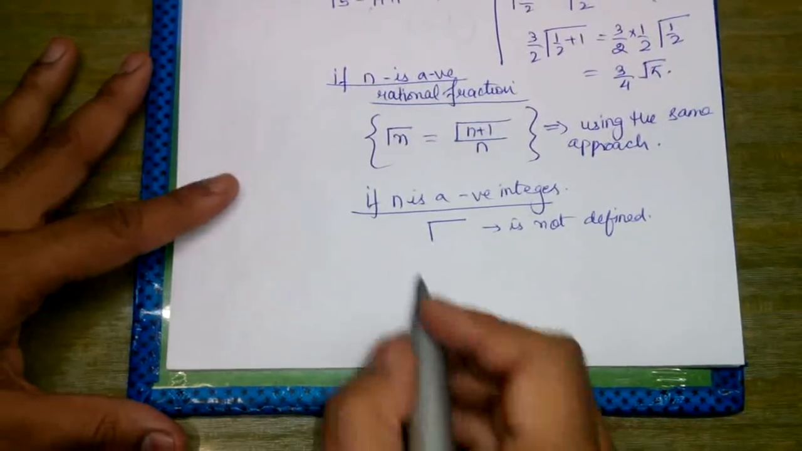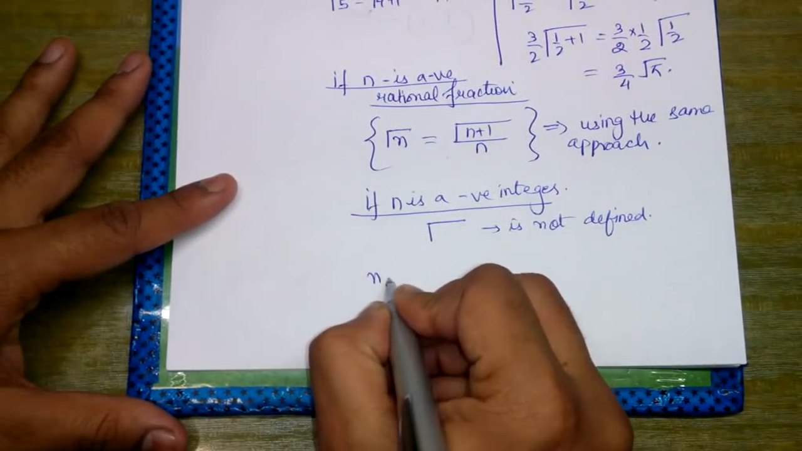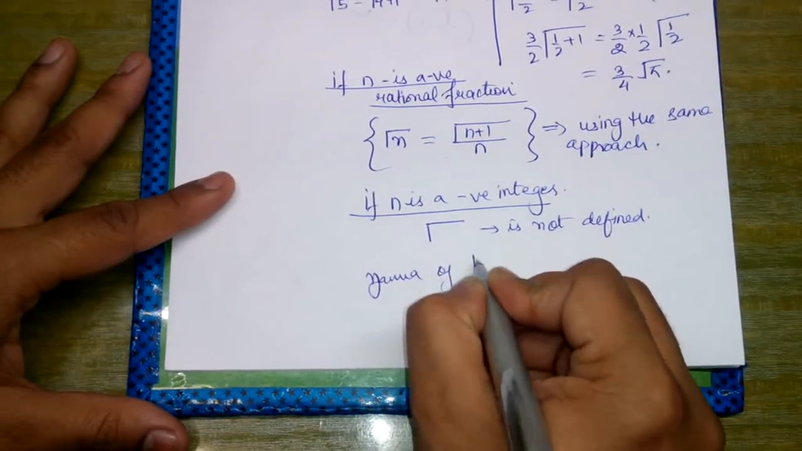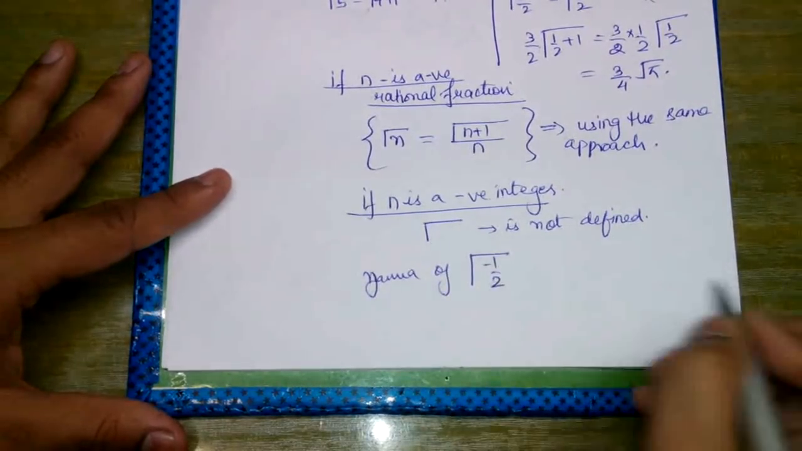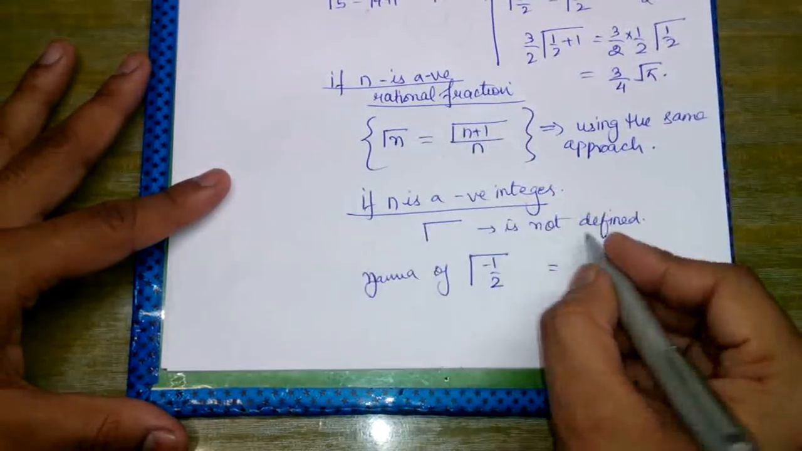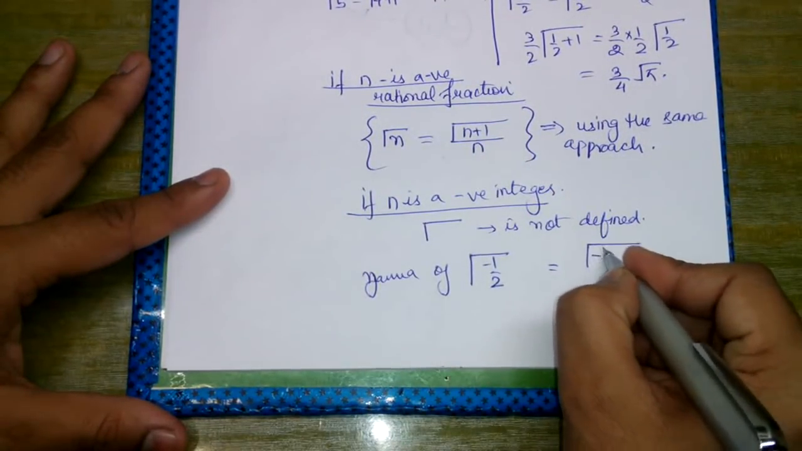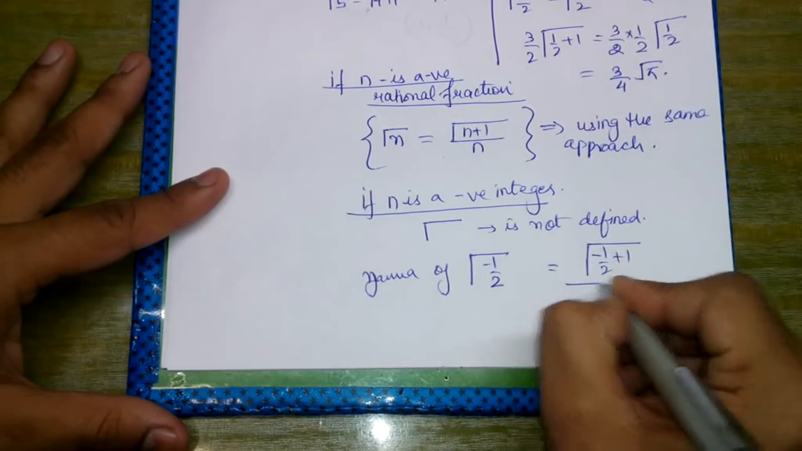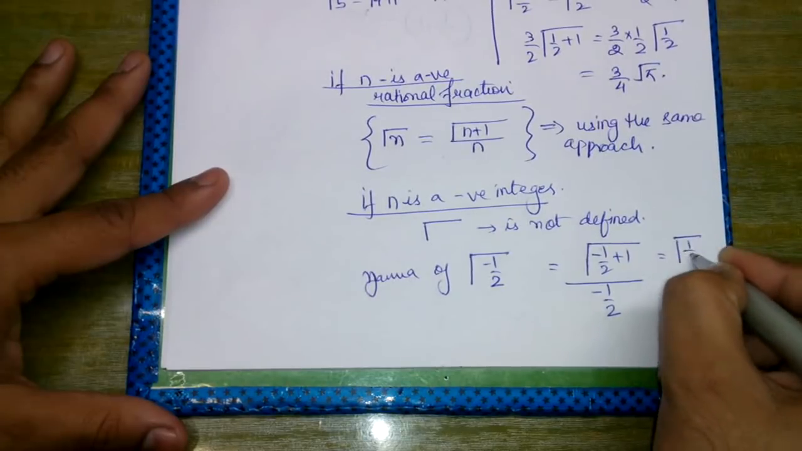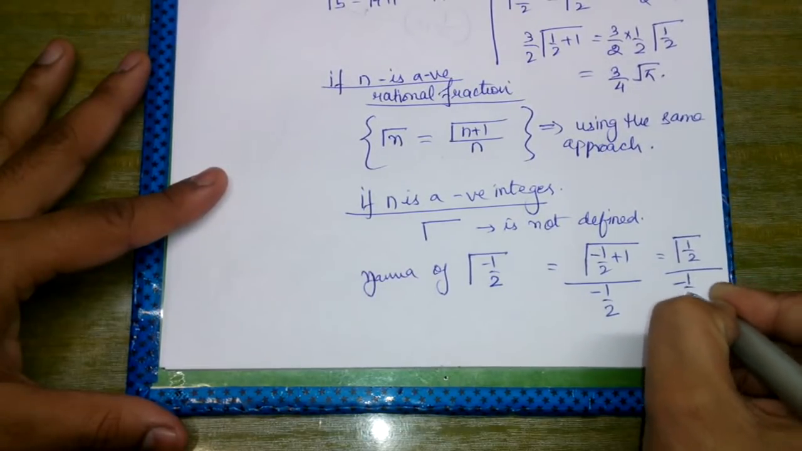So let us do a numerical where we have to find out the gamma function, gamma of minus 1 by 2. So this can be simply written as, by considering this case, that is gamma of minus 1 by 2 plus 1 upon minus 1 by 2. So this would be gamma of 1 by 2 upon minus 1 by 2.